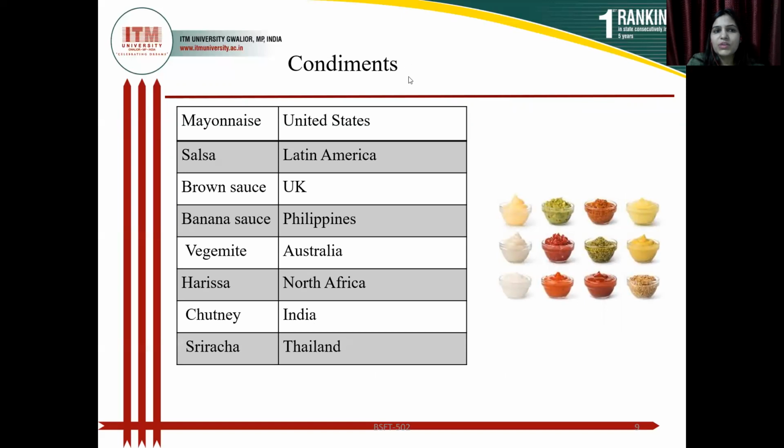So here are the condiments: mayonnaise is basically famous in the United States, and salsa in Latin America, brown sauce in the UK, banana sauce in the Philippines, vegemite in Australia, harissa in North Africa, chutney in India, and sriracha in Thailand. These are the condiments popular in different countries under different names.